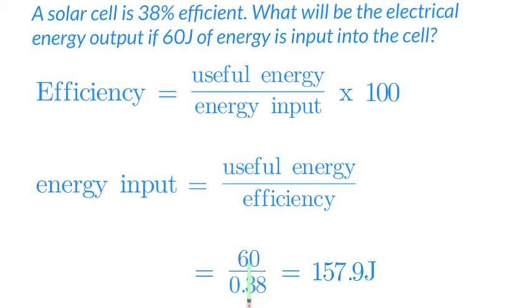Now, keep in mind that when our number for efficiency goes in, it's not a percentage anymore. It will be a decimal. So we can see from this that we started off with 157.9 or almost 158 joules of energy going in to produce 60 joules of energy.